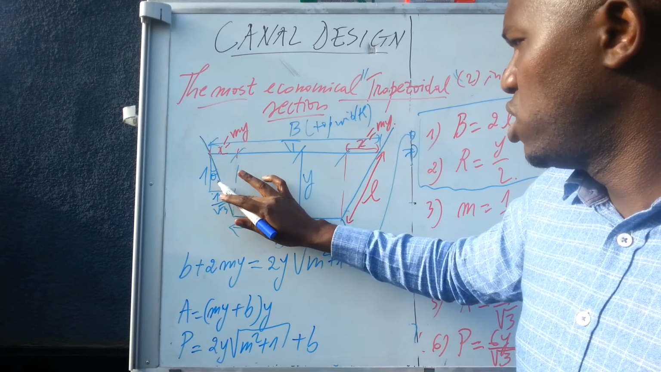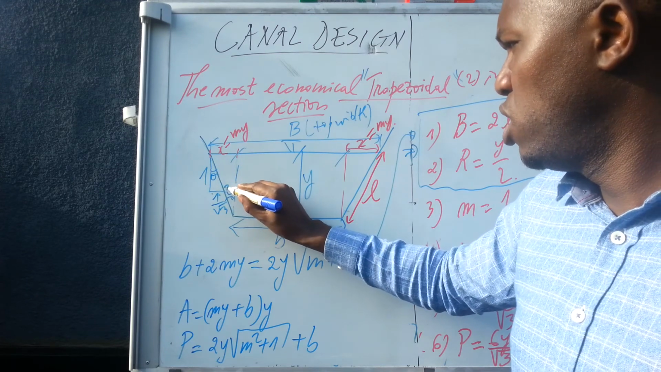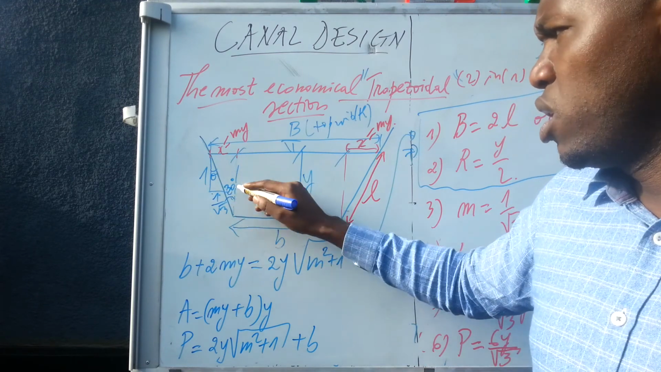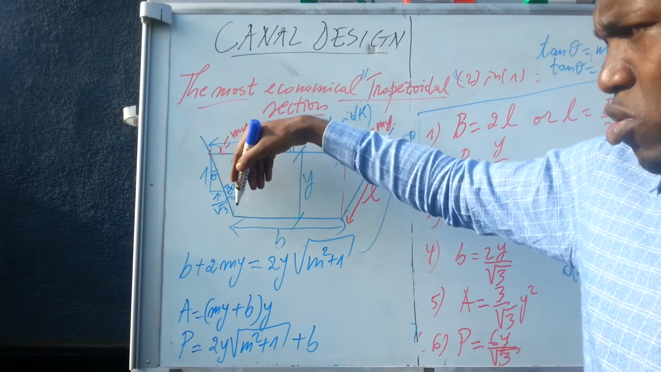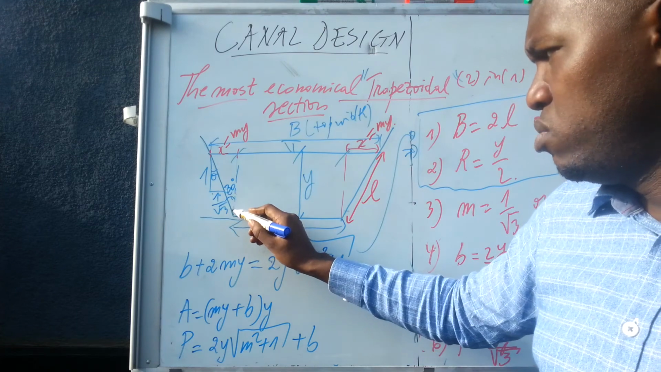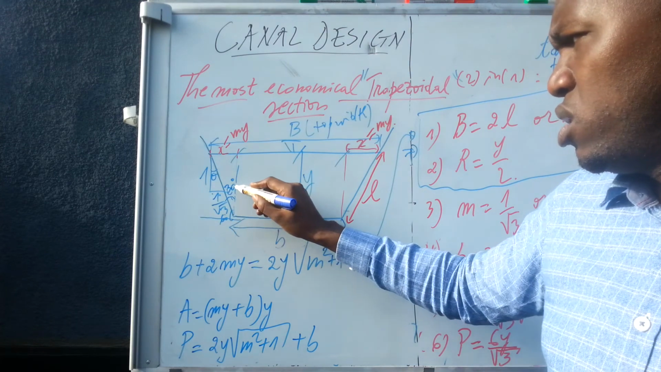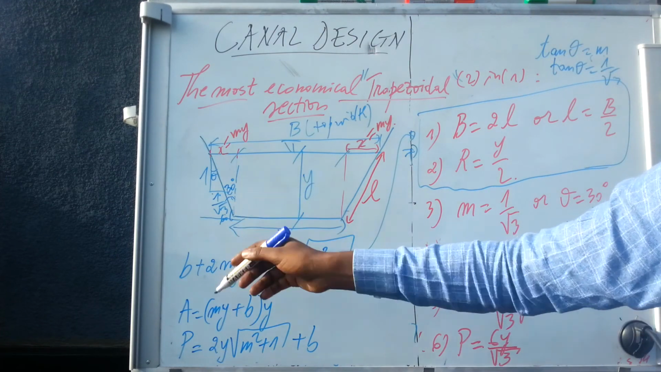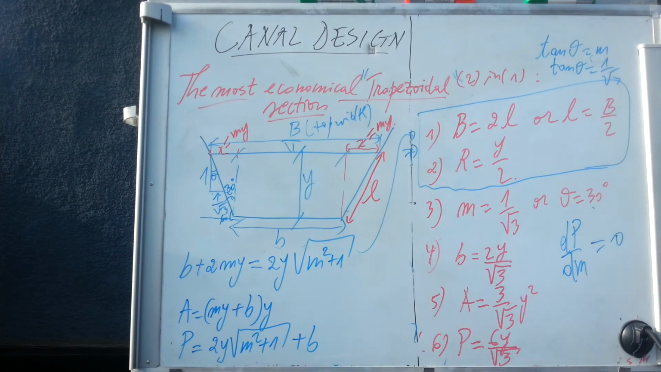This means that for the most economical trapezoidal channel, the angle here should be 30, which is the angle the sloped side makes with the vertical. Or in other words, this remaining angle is 60. 60 plus 30 is 90. So this is common when we have a side slope of this.